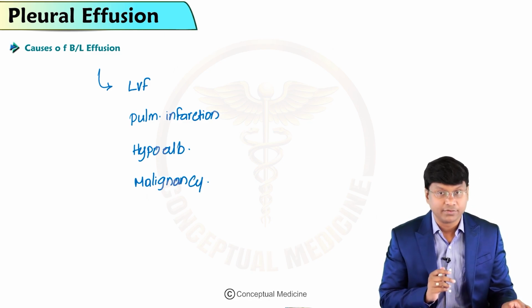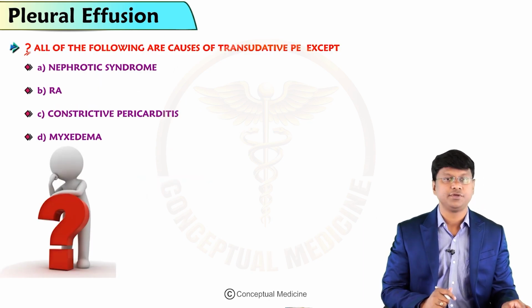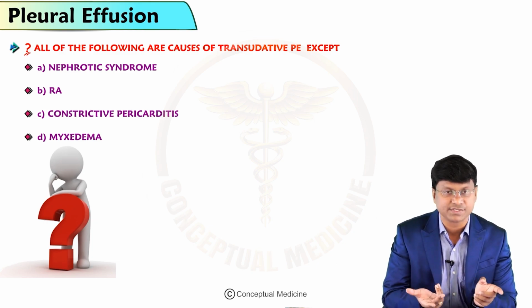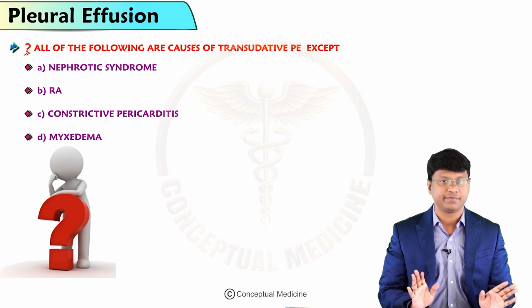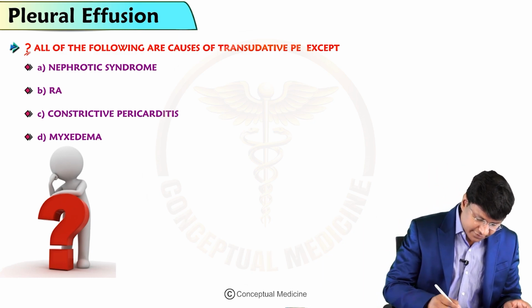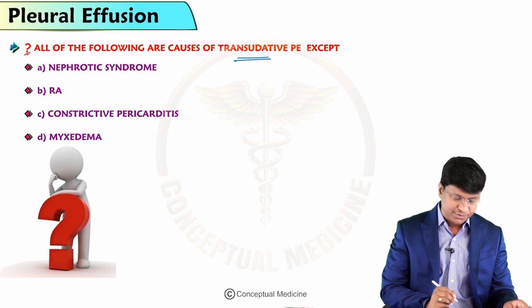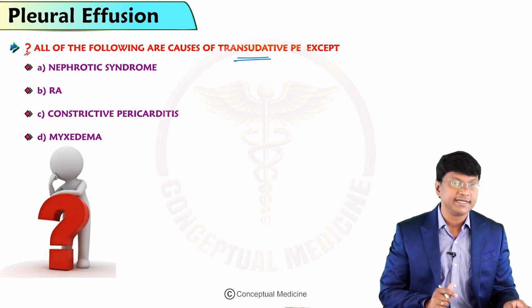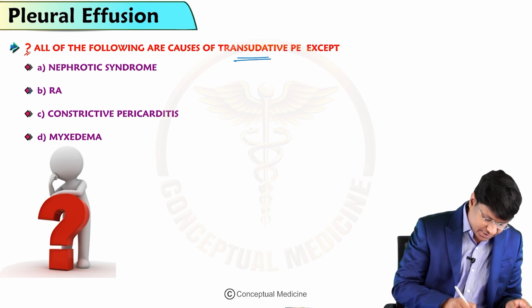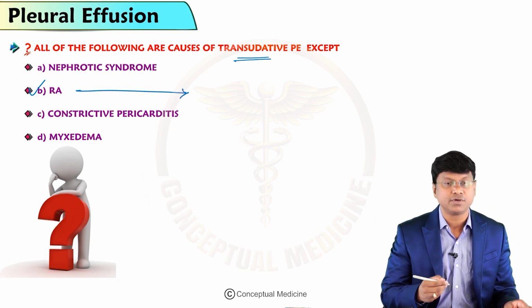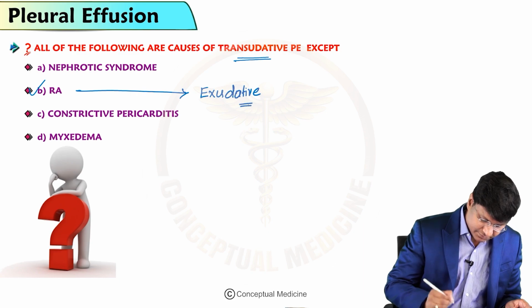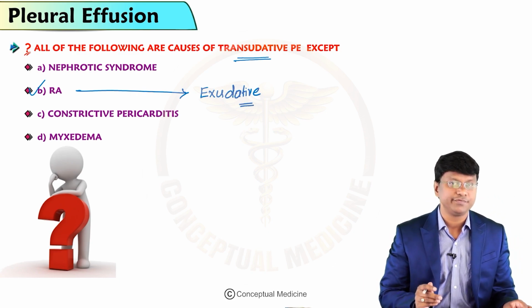Next, let me ask you a question on transudative pleural effusion. Do you have to remember etiologies for the exam? Yes, because based on the etiology you can have a question. For example, all of the following are causes of transudative type of pleural effusion except: nephrotic syndrome, rheumatoid arthritis, constrictive pericarditis, and myxedema. The answer is rheumatoid arthritis, because it causes rheumatoid pleuritis, where the individual will have exudative type of pleural effusion.